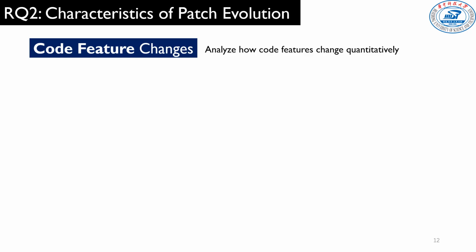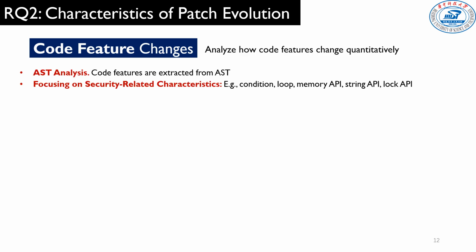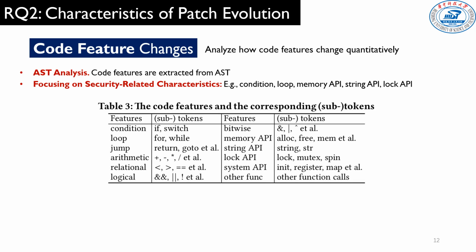We then analyzed code feature changes during patch evolution. We focused on security-related characteristics. We analyzed features like conditions and memory APIs to understand how these features are modified. The figure shows the tokens we match during the evolution process.